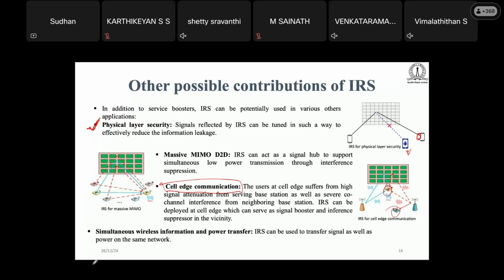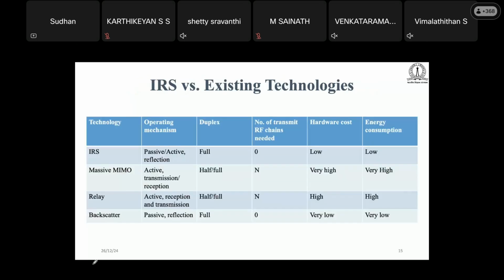Okay, and here we have given an example that there are many other technologies which are comparable with the IRS. For example, massive MIMO, as I told, also provides high data rate, but it is power hungry, so the energy consumption is very high. But for IRS it is very low because it is almost passive.